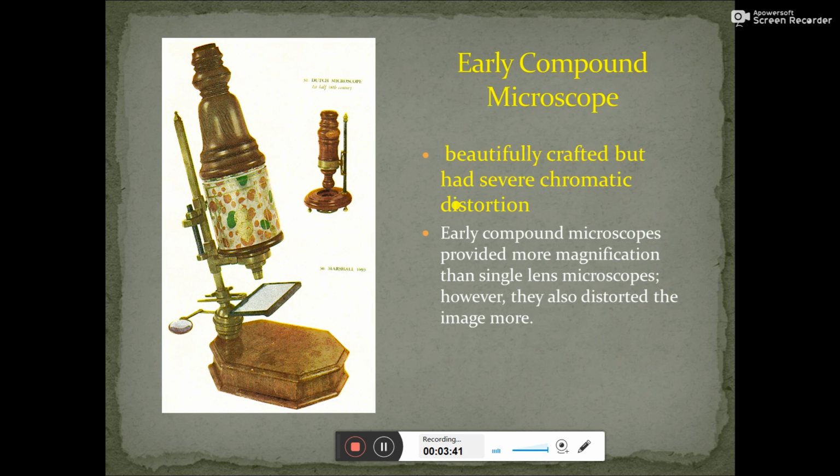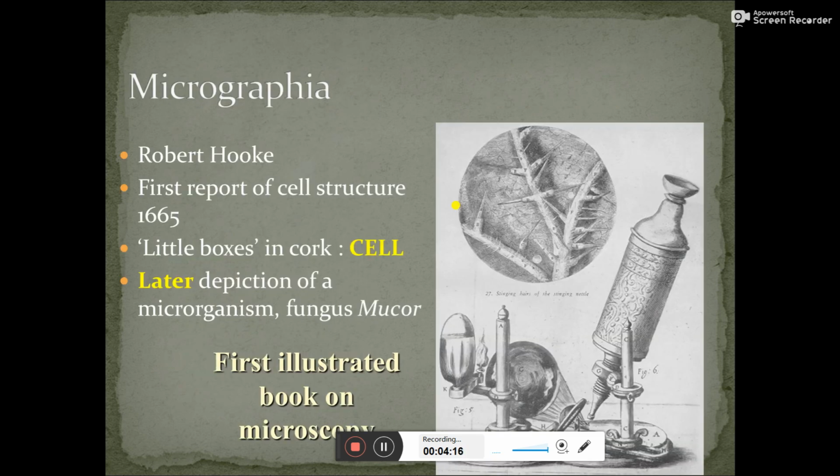So the discovery of cells was mainly done by Robert Hooke, and he used a compound microscope, which was further modified from the previous versions. But the compound microscope, which was used at that time, also had severe chromatic distortions because, compared to the single lens systems, the compound microscopes caused aberrations, or distorted images were formed when we used early compound microscopes.